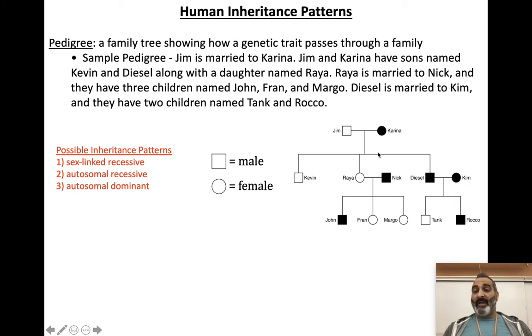So every female that has it must have sons. If they have sons, their sons must have it. Kevin doesn't have it, and Diesel does. So the fact that Kevin doesn't have it, we have just proved sex-linked wrong. So we know it's not number one. Once we've proved number one wrong, we can now move to number two. Okay? That's the whole concept. If you can't prove number one wrong, then guess what you have? You have number one. All right?